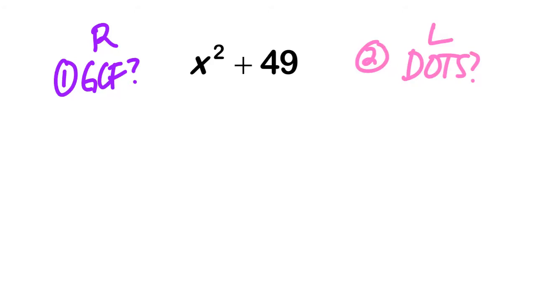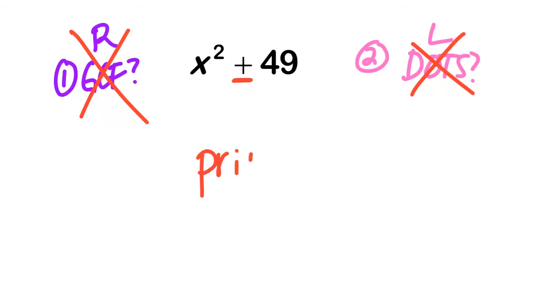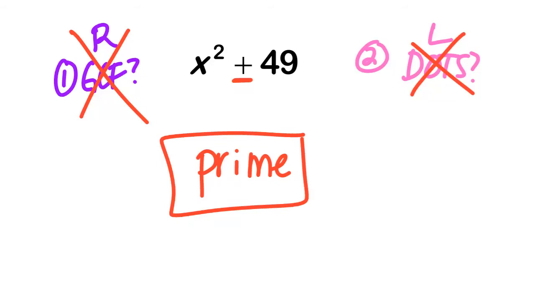All right, so on a count of 3, tell me, do I have a GCF? Yes or no? Ready? Tell me in 3, 2, 1. No GCF. Okay. So I don't have a GCF. What about DOTS? Do I have DOTS? Tell me in 3, 2, 1. No DOTS. How come I don't have DOTS? Because this is positive. So I can't do anything to it. So what do we write for our answer? Prime. Good. So I didn't have a GCF. I didn't have DOTS. So we just say prime. Okay. All right. Good.